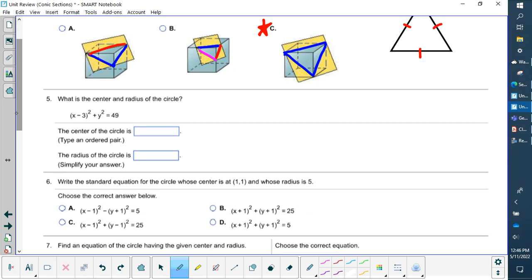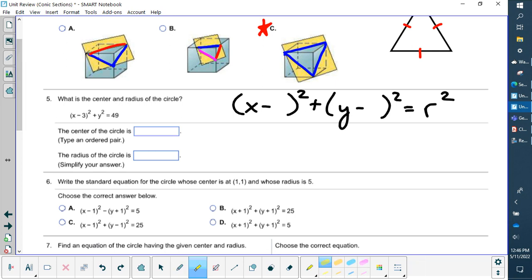Okay, equations of circles. Here's what an equation of a circle looks like. It's always x minus something, quantity squared, plus y minus something, quantity squared, equals r squared. Now, in the formula, they'll have an h here, and they'll have a k here. I don't really care about the h and k. All I care about is x goes with x, y goes with y.